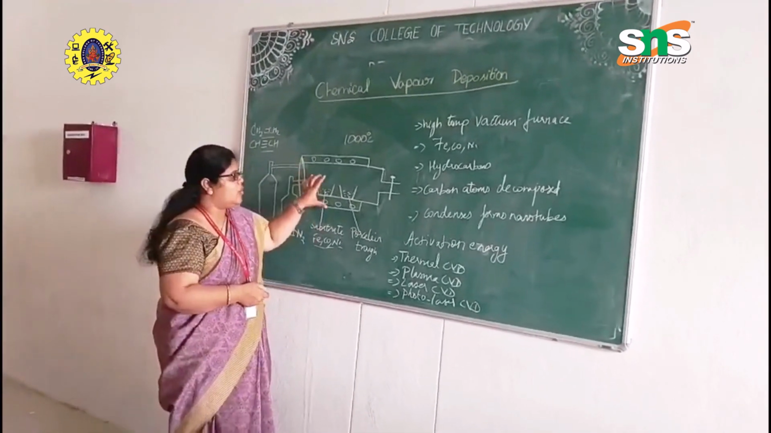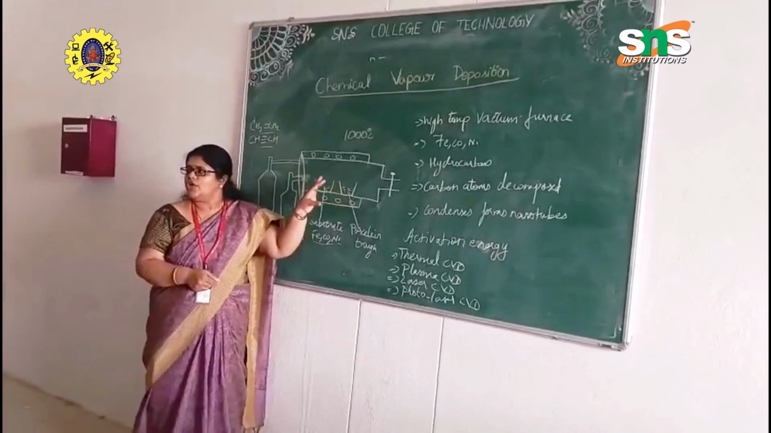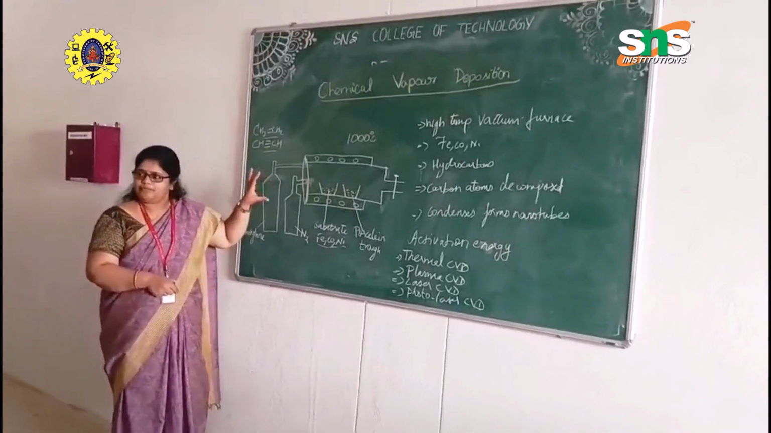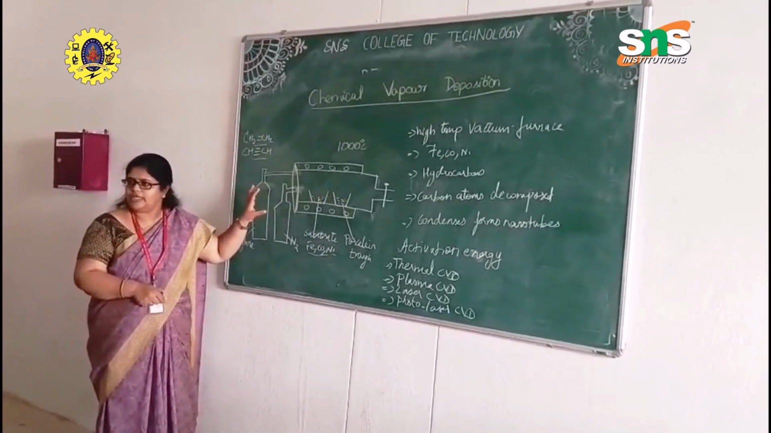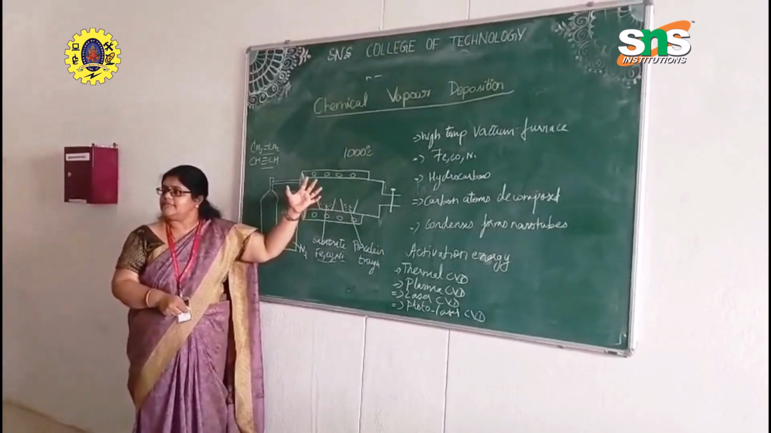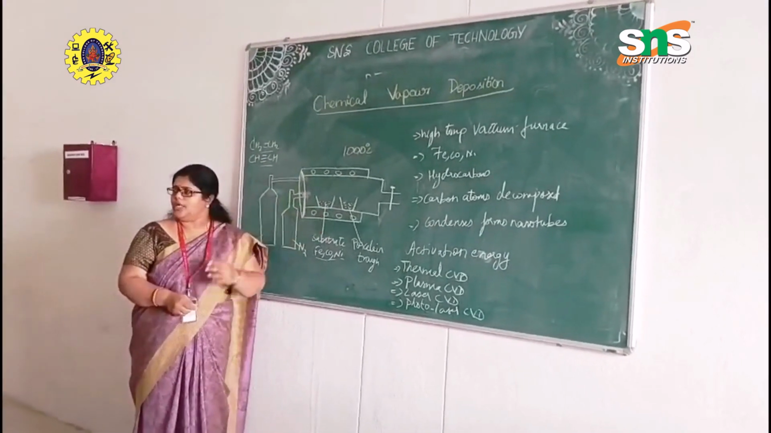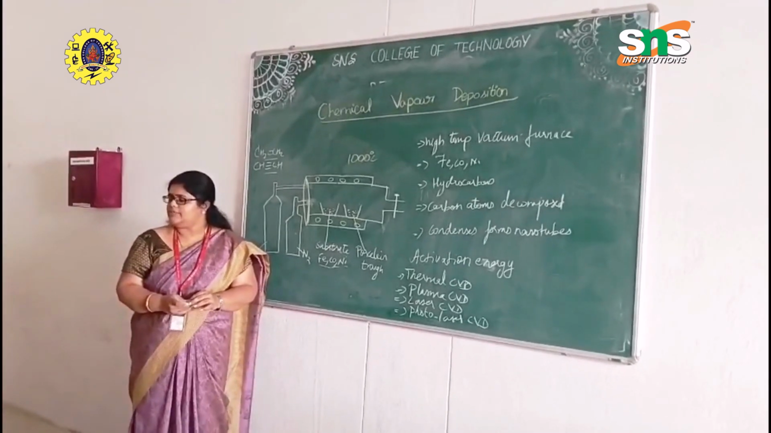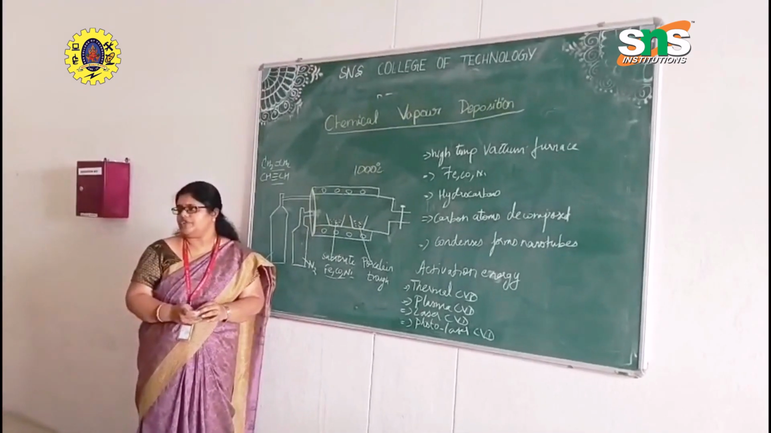So the role of the catalyst over here is that you have a chemical substance which is solid. It is converted into a vaporized, volatile form, and then it is converted back into a solid substance. That is the product, the carbon nanotube which we are getting.